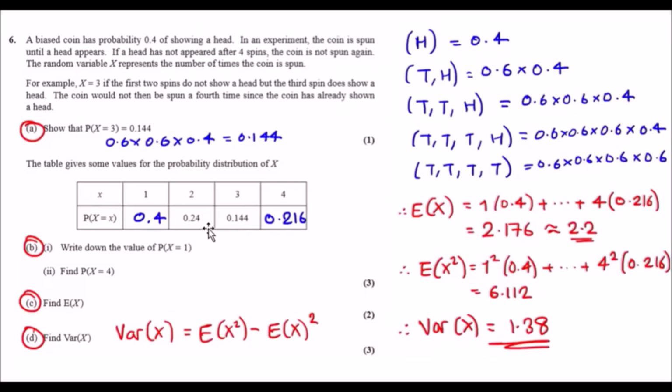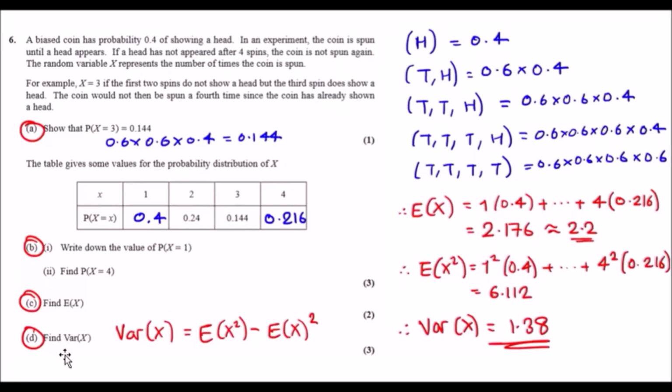So let's move on to C and D now. So C, find the expected value of x. So the expected value is simply this. You just pick the value of x times its probability. So it'll be the product between these two and these two and these two, and you sum them up. It's very standard. So 1 times 0.4 plus 2 times 0.24 and so on. Should get 2.176.